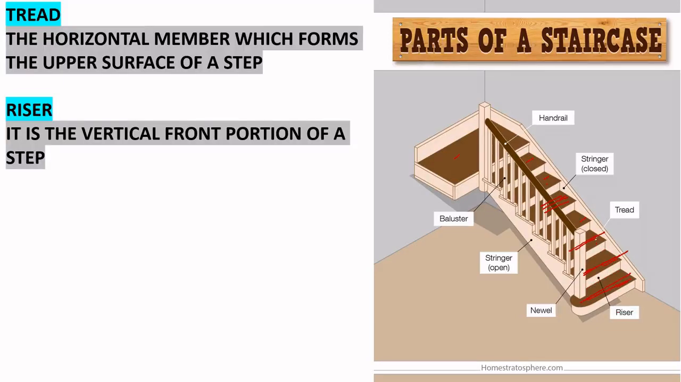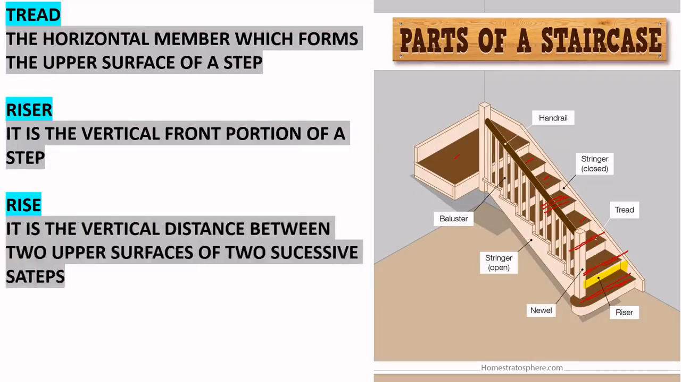Okay. Now, next is rise. See, there is a difference between riser and rise. This portion is called riser. Now, rise is the vertical distance between two upper surfaces of two successive steps. So, this vertical distance is called rise.